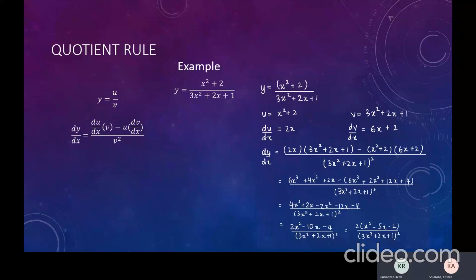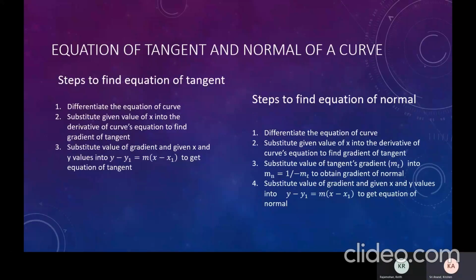Next, we will learn how to find the tangent and normal equations of a curve. Starting with the tangent equation, the first step is to differentiate the given equation. The second step will be to substitute the known x coordinates into the differentiated equation to obtain the gradient of the tangent. The final step will be to substitute the gradient as well as x and y coordinates into the straight line equation shown in step 3.